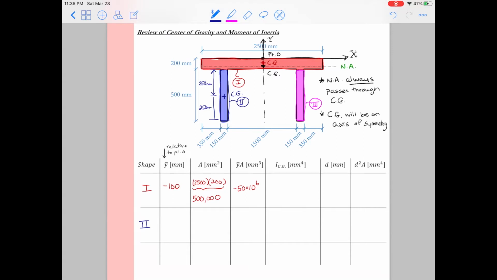The center of gravity for shape 2 is located where I just sketched it, 250 millimeters from the bottom of the cross-section. But relative to point O, it's 250 millimeters from the area in red, plus the thickness of the area in red, which is 200. So relative to point O, my center of gravity for the shape in blue is minus 450 millimeters. The area for the shape in blue is 150 millimeters times 500 millimeters. So that gives me 75,000 millimeters squared. And then I multiply the two together, and that gives me negative 33.75 times 10 to the 6th millimeters cubed.